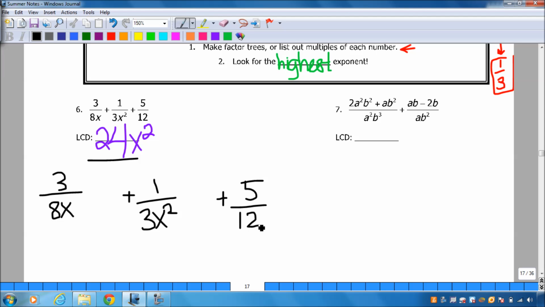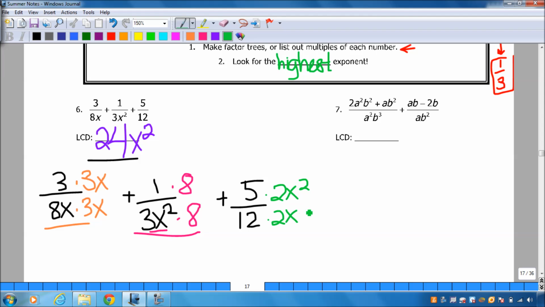So in my first fraction, in order to get to 24, I definitely first have to multiply by 3, right? But to get to a 24x squared, I also have to multiply by x. All right, and then this will end up giving me the 24x squared that I want. And then in the second fraction, I have to multiply by 8 to get the 24. It's already at x squared, so this multiplies together to give me the 24x squared, all right? And then in the last fraction, I have to multiply by 2 to get to 24. But then to get to x squared, I also have to multiply by x squared, all right?